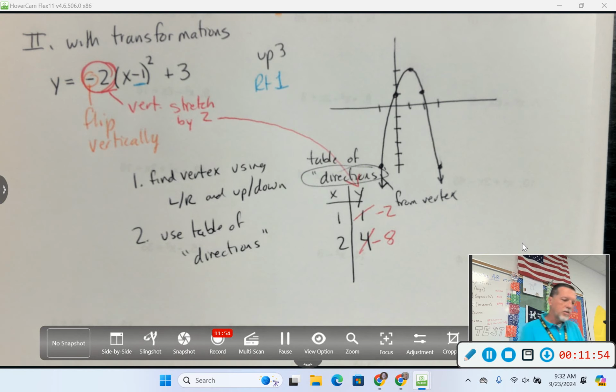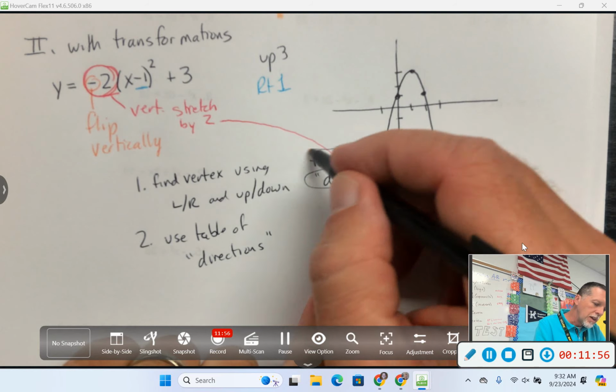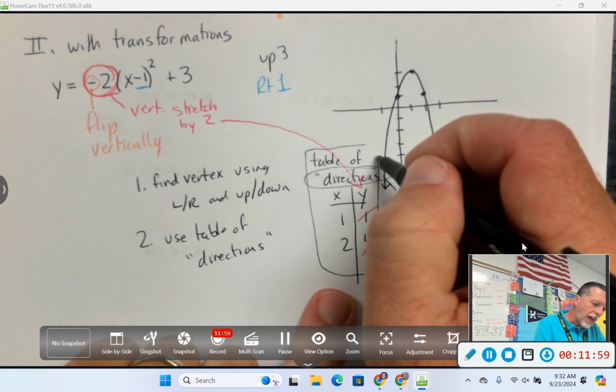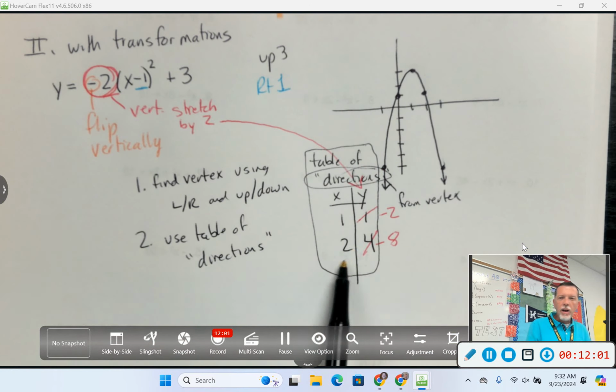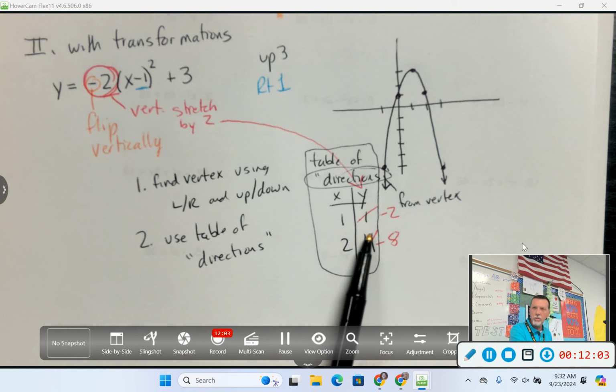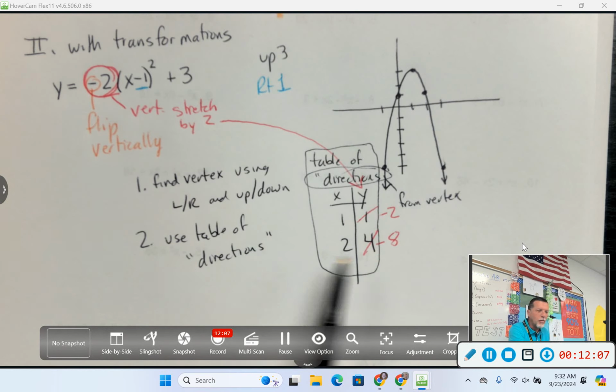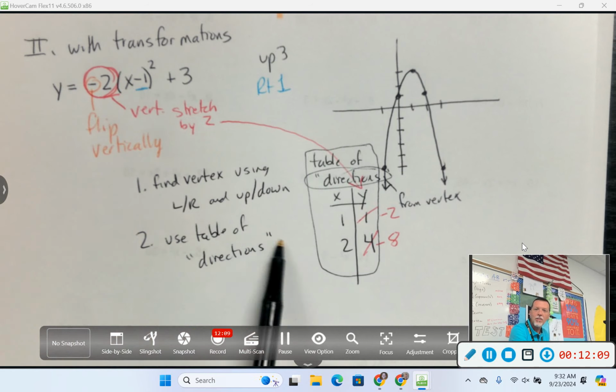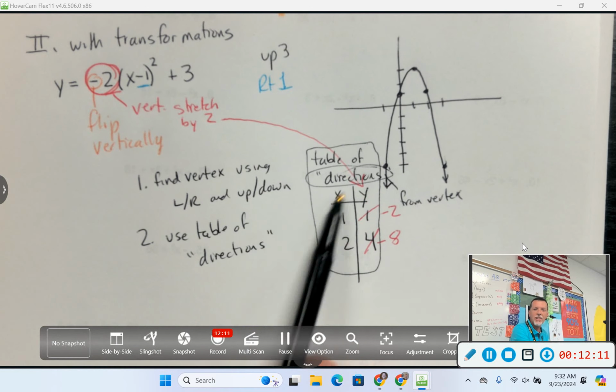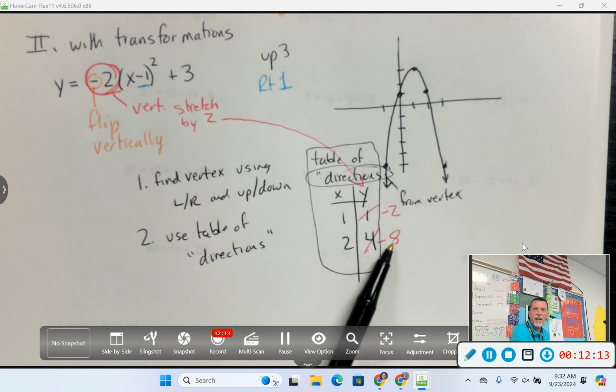So the question was, do we use this table on all of them? Two ways to answer that. In one way, yes, parabolas are always 1, 1, 2, 4. But be careful, it's not always 1, 1, 2, 4 because we have transformations. So 1, 1, 2, 4 is always the starting table, and then you adjust off of that.